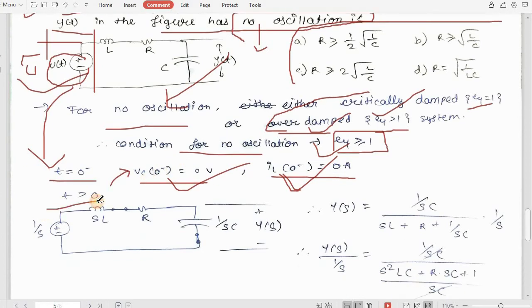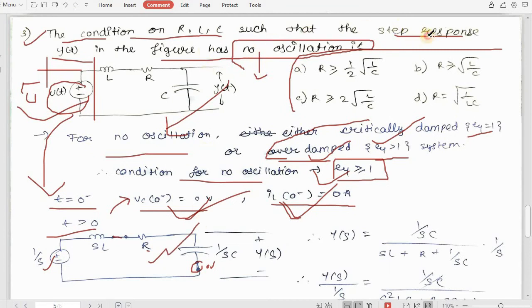Okay, now for t greater than 0, we are going to use Laplace transform. Okay, so u(t) Laplace transform will be 1 by s. L becomes sL in series with the negative voltage source of L into IL 0 minus. IL 0 minus is 0, so it will be short circuited, basically 0 volt. Okay, then R will be the same R. Then C will be 1 by Cs in series with the positive voltage source of Vc 0 minus by s. Okay, so here Vc 0 minus is 0 volts. Okay, so it will be 0 volt only. So we will replace this by short circuit. Okay, so now in the question we have to get our step response.